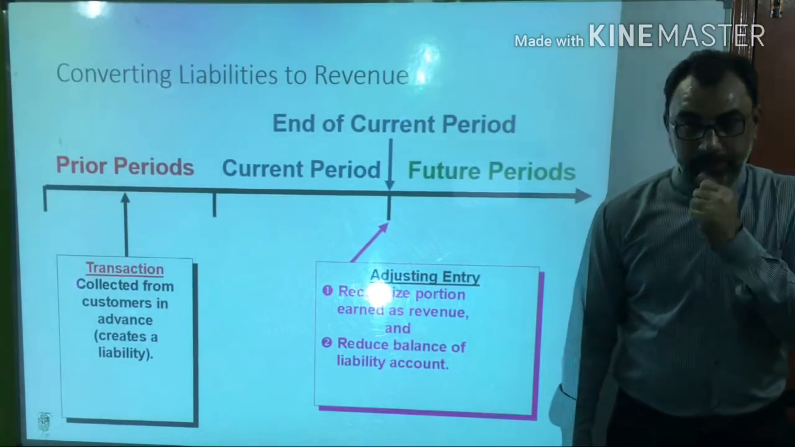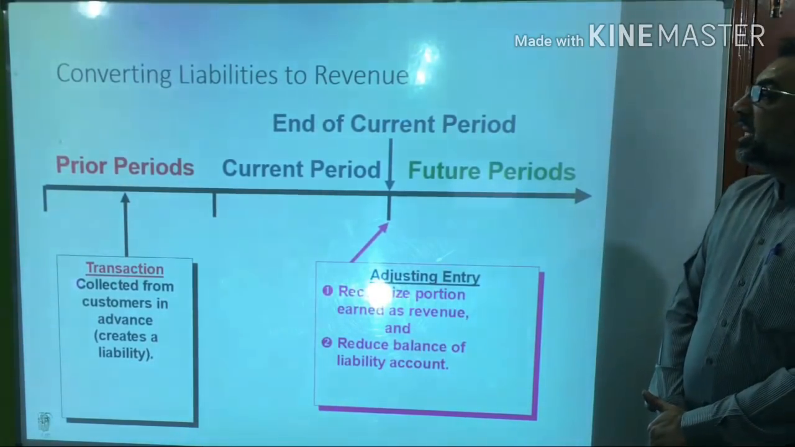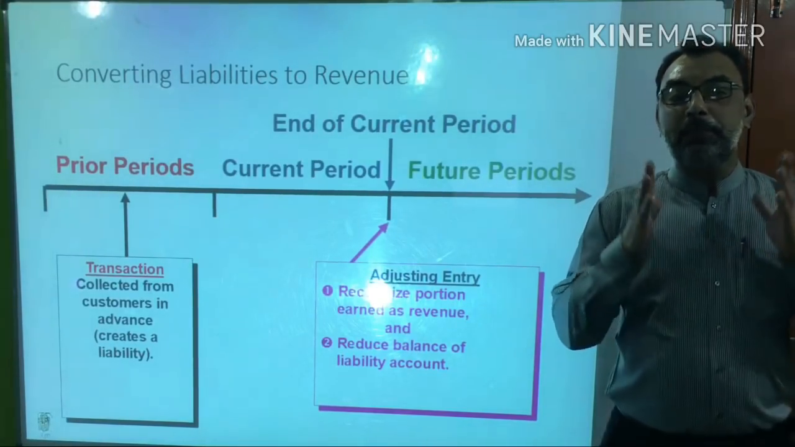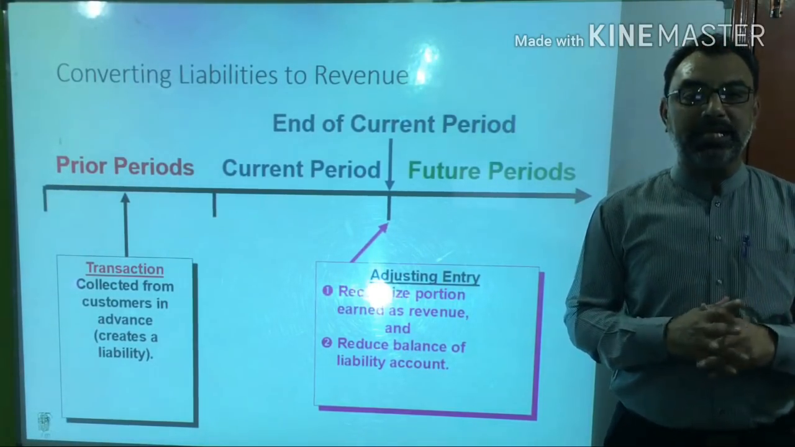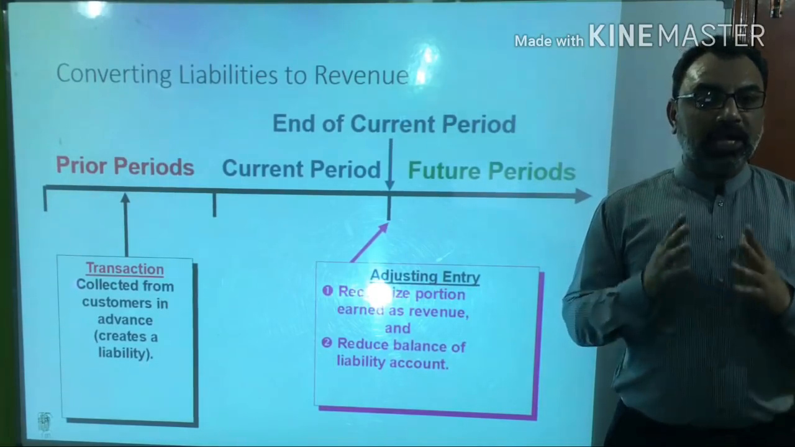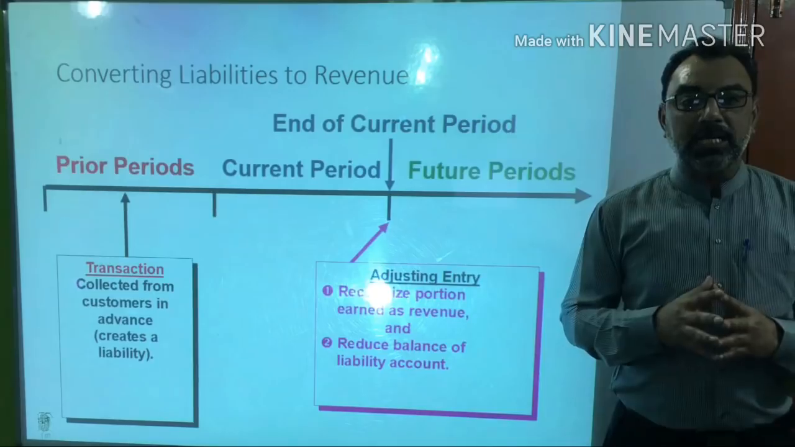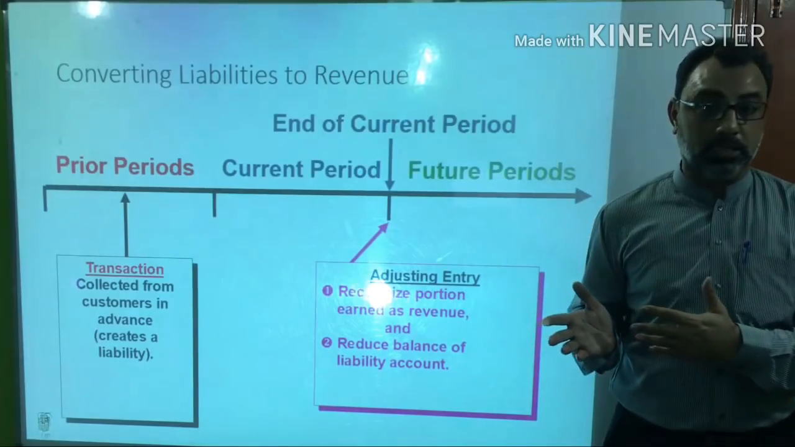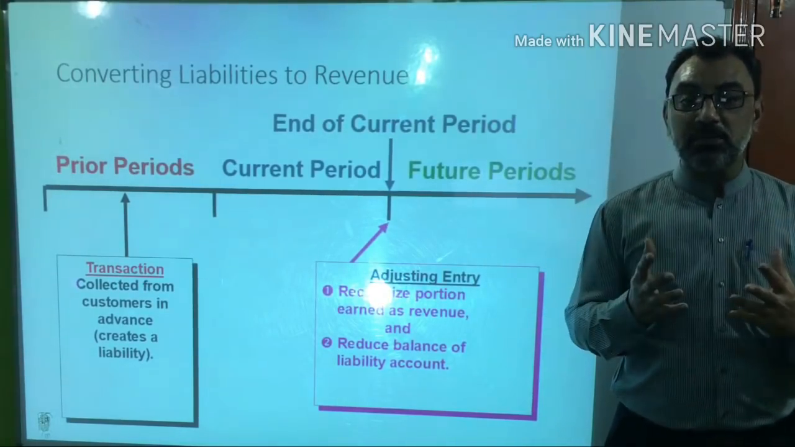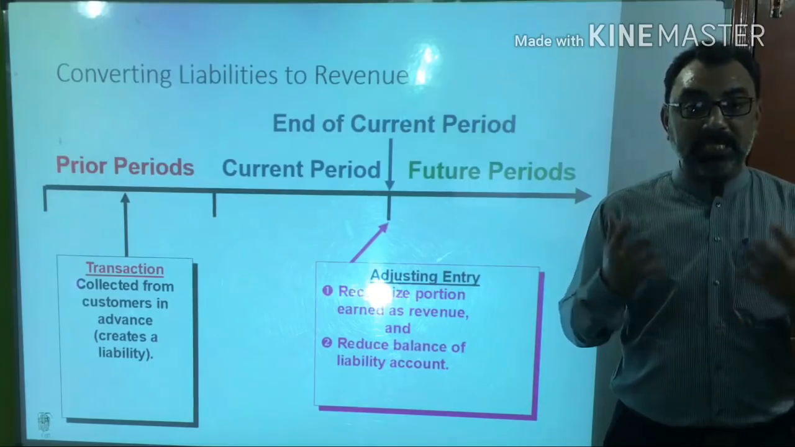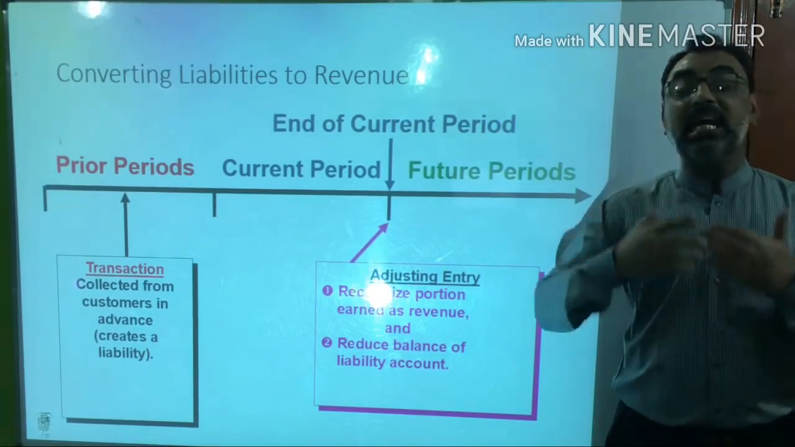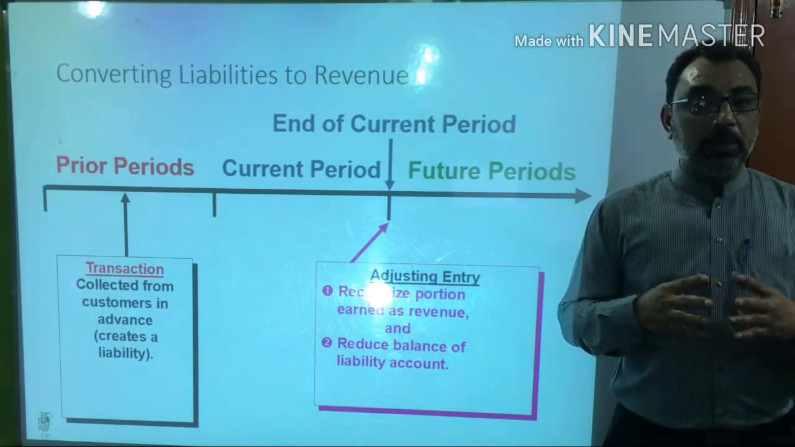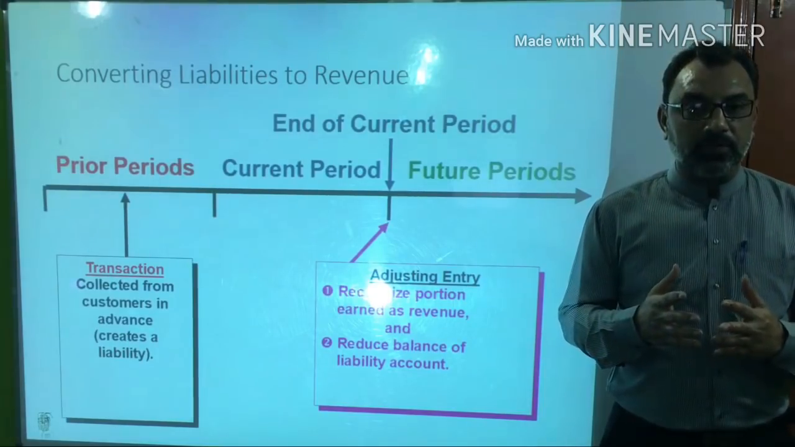Now the second adjusting entry, that is converting liabilities to revenue. In some instances, customers may pay in advance for services to be rendered in later accounting periods. For accounting purposes, amounts collected in advance do not represent revenue because the amounts have not yet been earned. Amounts collected from customers in advance are recorded by debiting the cash account and crediting an unearned revenue account. Unearned revenue also may be called deferred revenue.